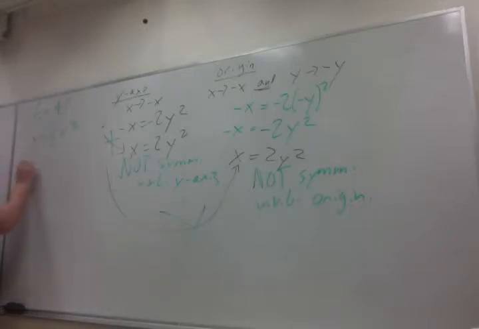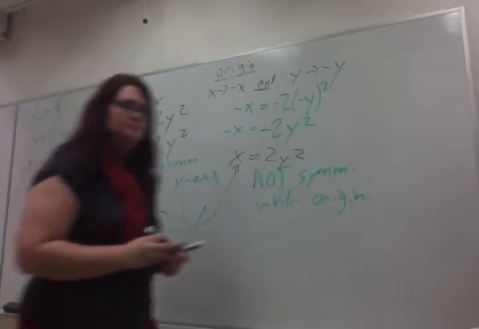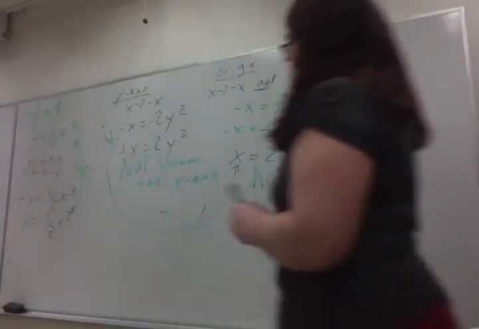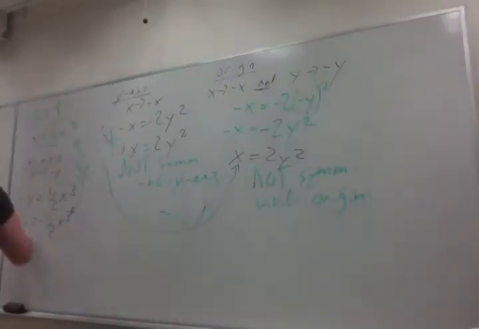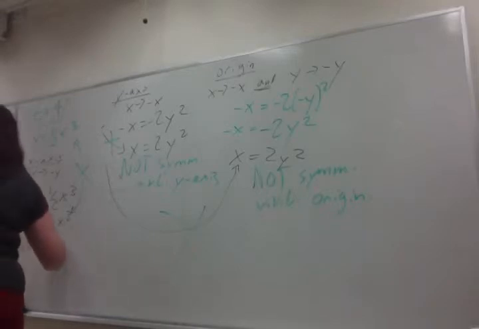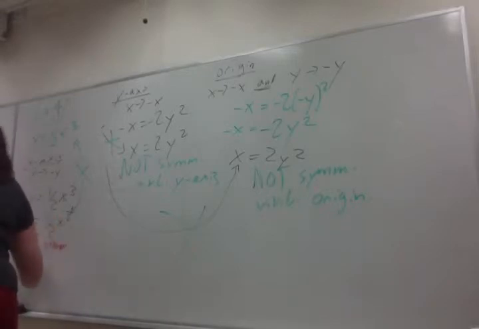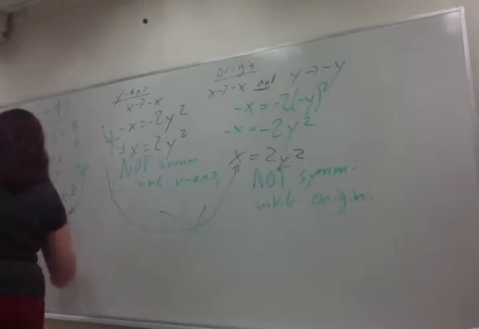First, we test for symmetry with respect to the x-axis. We replace y with negative y. We get negative y equals 1/2 x cubed. If we wanted to, we could multiply both sides by negative 1 to get y equals negative 1/2 x cubed. Again, these are not the same, so this is not symmetric with respect to the x-axis.